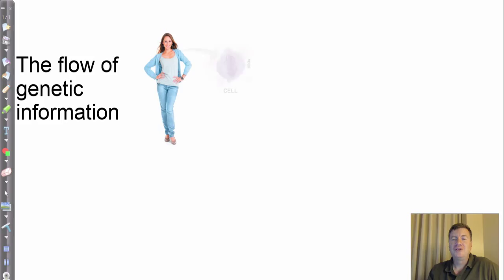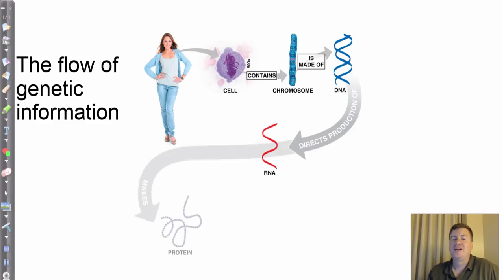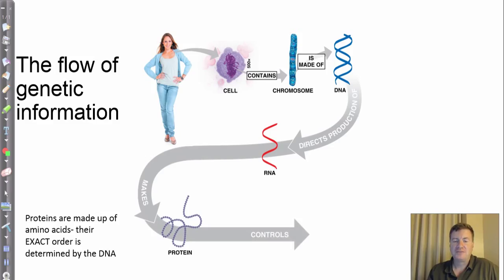So from an individual, if we focus on what her cells look like, her cells, of course, are going to have DNA in the form of chromosomes. The chromosomes, when they're unwound, we see a DNA molecule. The RNA is going to be made from the DNA. You see, DNA directs the production of RNA. RNA is then going to help make the actual order of amino acids, and that's important.